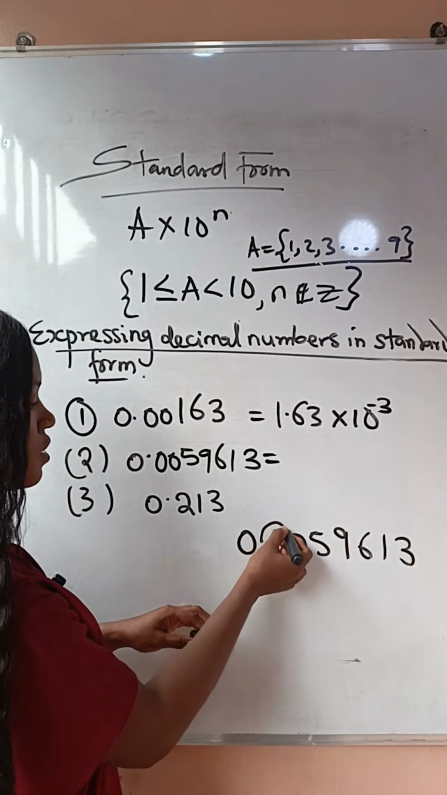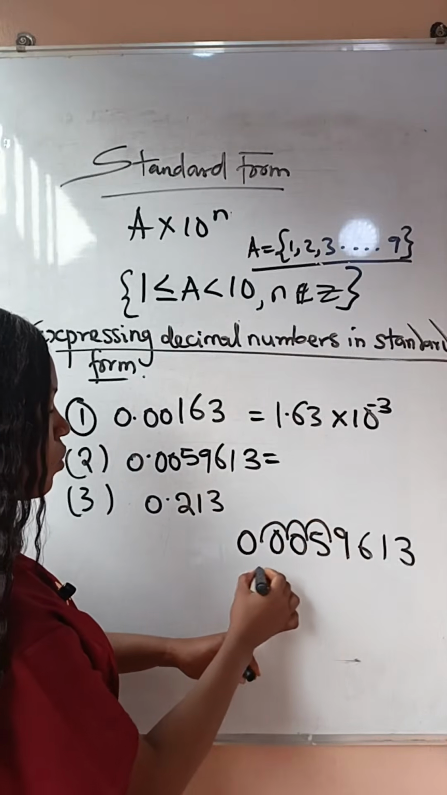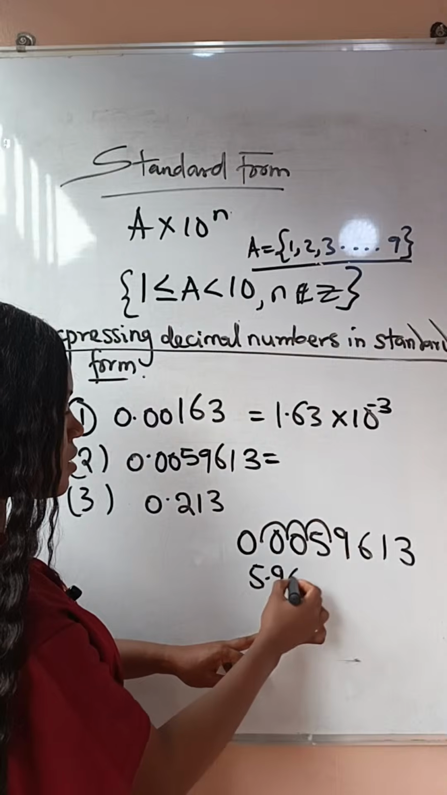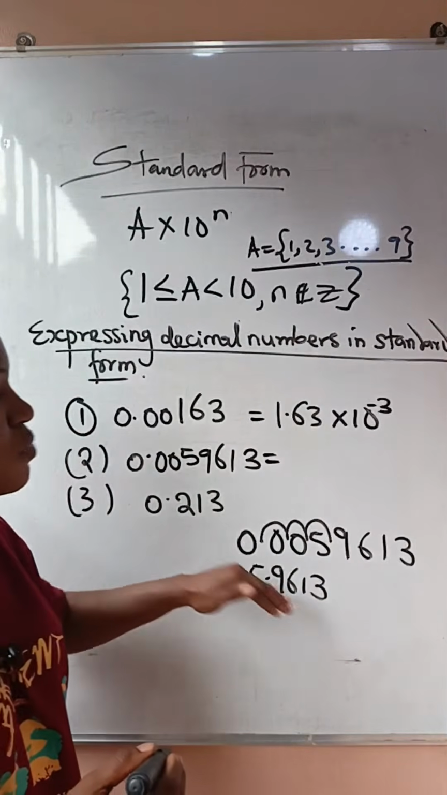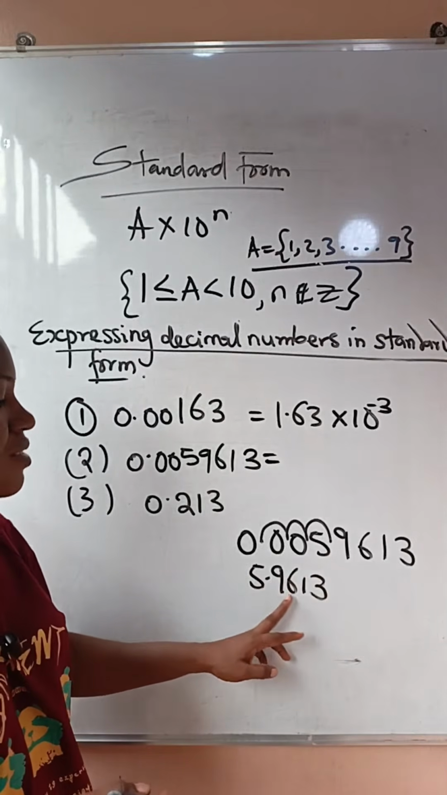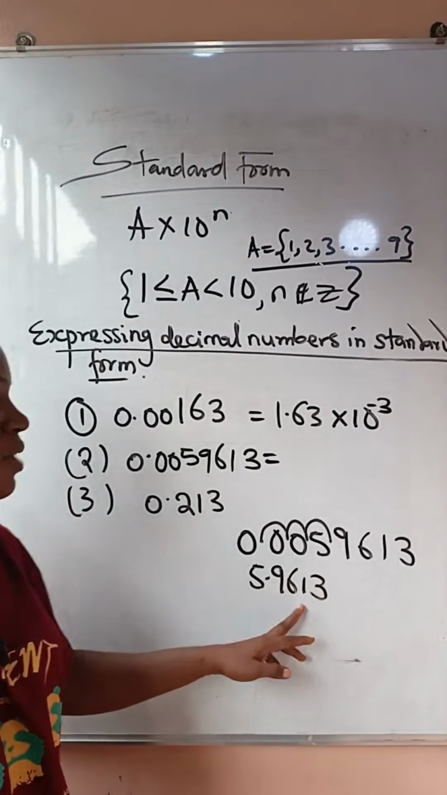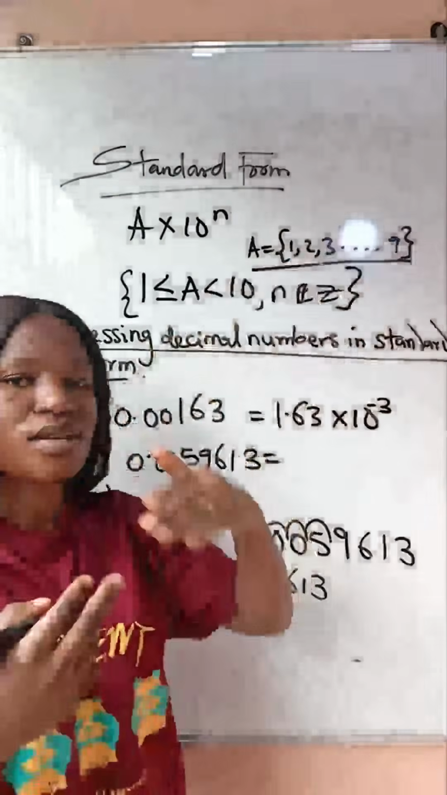So I will shift this 1, 2, 3. I'll stop here because when I stop here, I'll now have 5.9613. It must stop at this because 5.96 is approximately 6, which is within the range 1 to 9. So it can serve as our A.